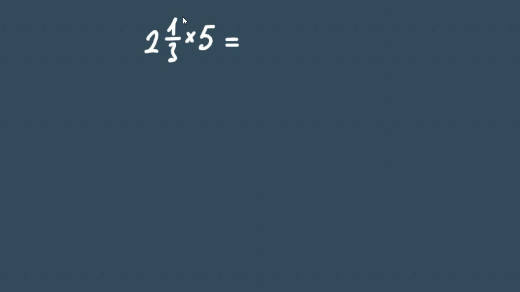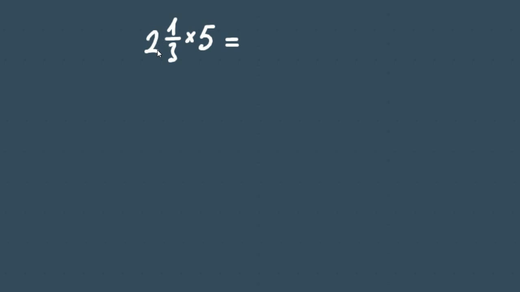Let me remind you, in the fraction, the number that stands on top is the fraction numerator. In our case, it is 1. The number that stands at the bottom is the fraction denominator, and it is 3. 2 is the whole part of the mixed number.